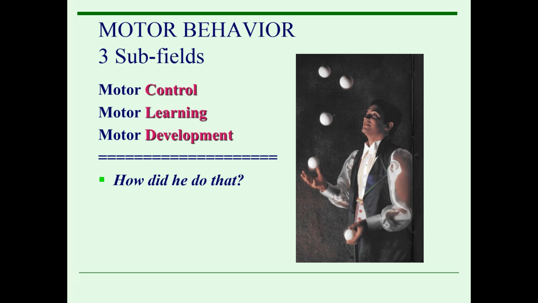Ordinarily, juggling involves three items, or balls in this case. But as you can see in the picture, he is able to do it with 5 balls. So how does he do that? More importantly, is this question a motor learning, a motor development, or a motor control question? This is a motor control question.